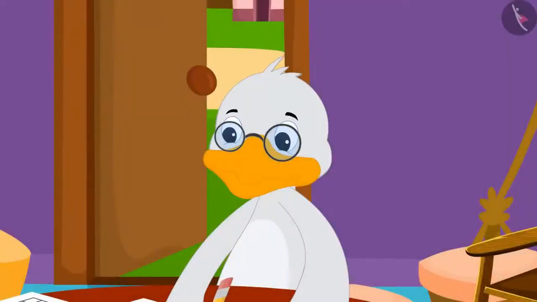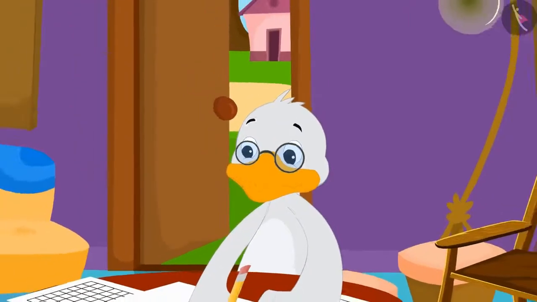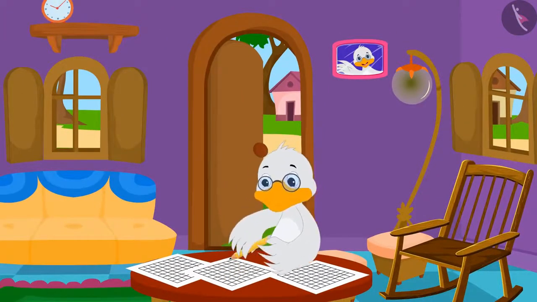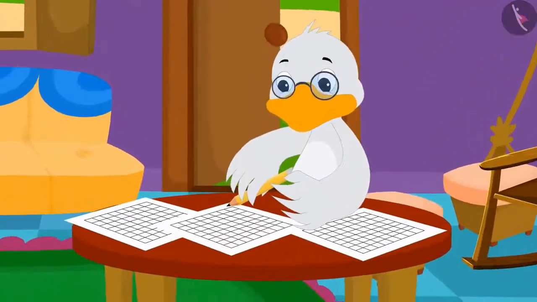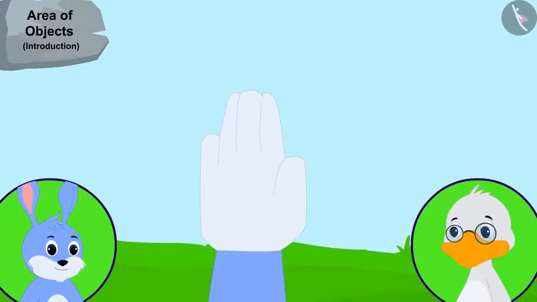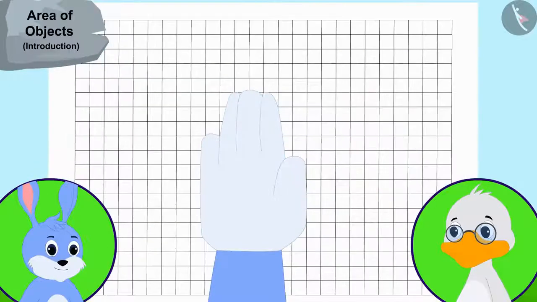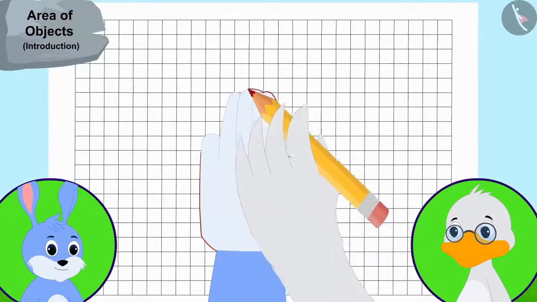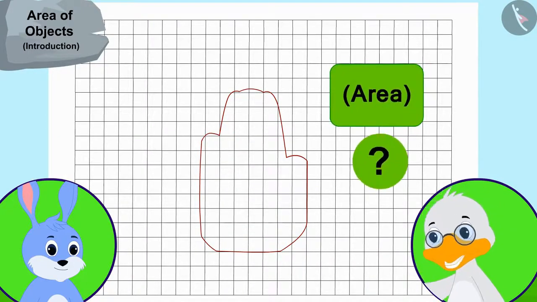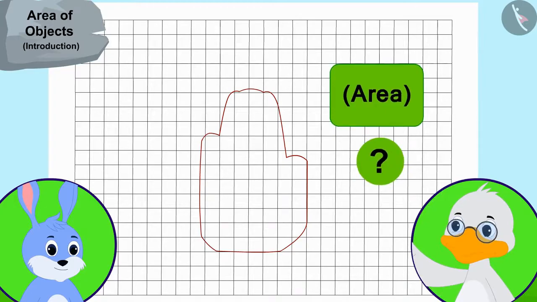Now, Uncle made grid papers using some other papers too by making equal squares of 1 centimeter long edges. Uncle first took the impression of Bunny's hand on a grid paper like this. I will need to find an easier process to find its area, thought Uncle.